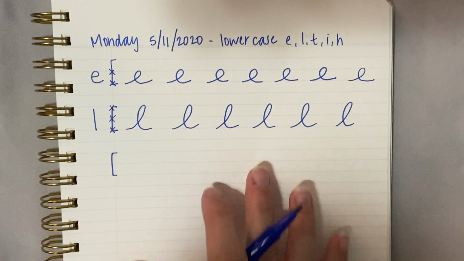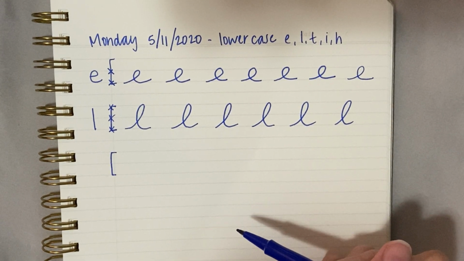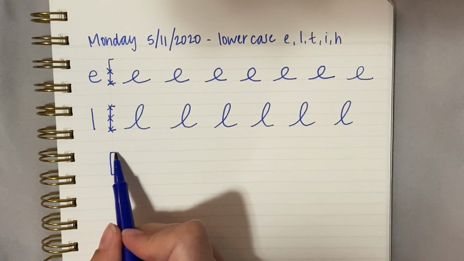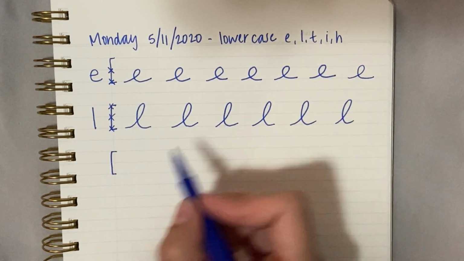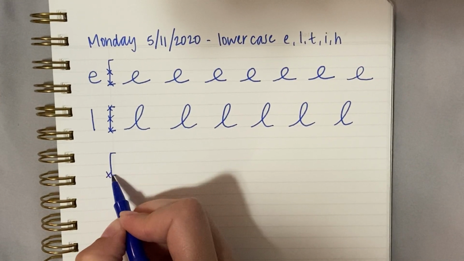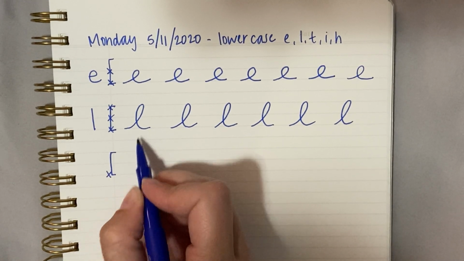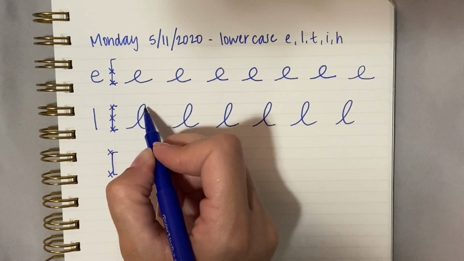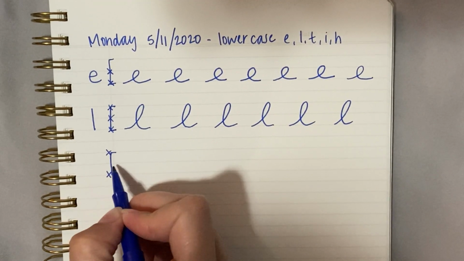So if you don't have the handwriting paper, if you're using the lined paper like I am, I want you to practice with the brackets so that way you know where your lines start and stop, okay? So the T is going to start at the baseline. It's going to go through the midline, just like the L, all the way up to the headline. But with the T, we're going to cross on the midline.